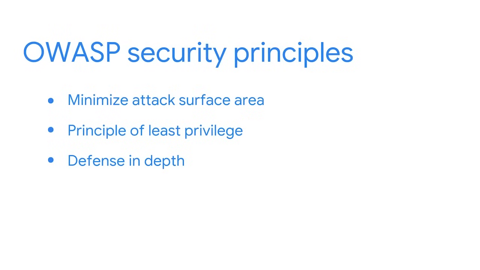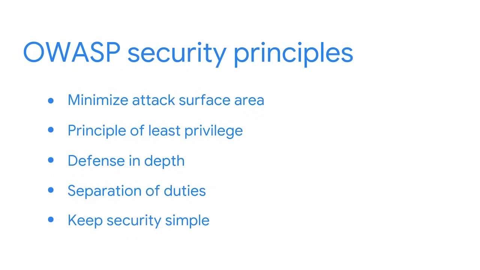Another principle is separation of duties, which can be used to prevent individuals from carrying out fraudulent or illegal activities. This principle means that no one should be given so many privileges that they can misuse the system. For example, the person in a company who signs the paychecks shouldn't also be the person who prepares them. Only 2 more principles to go. You're doing great. Keep security simple is the next principle.